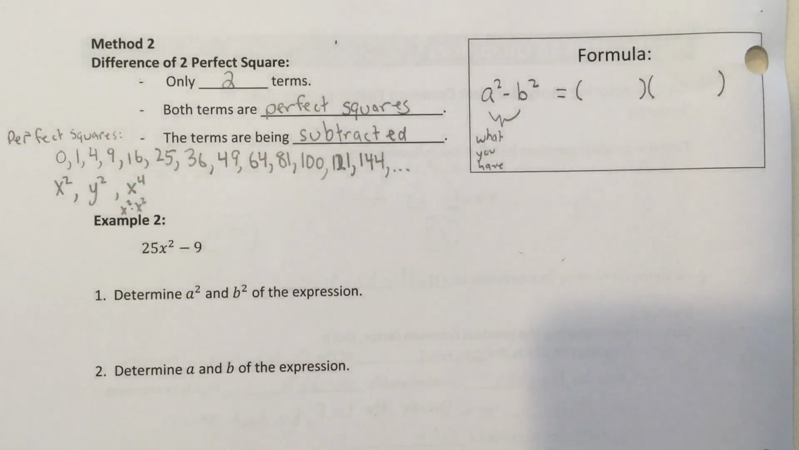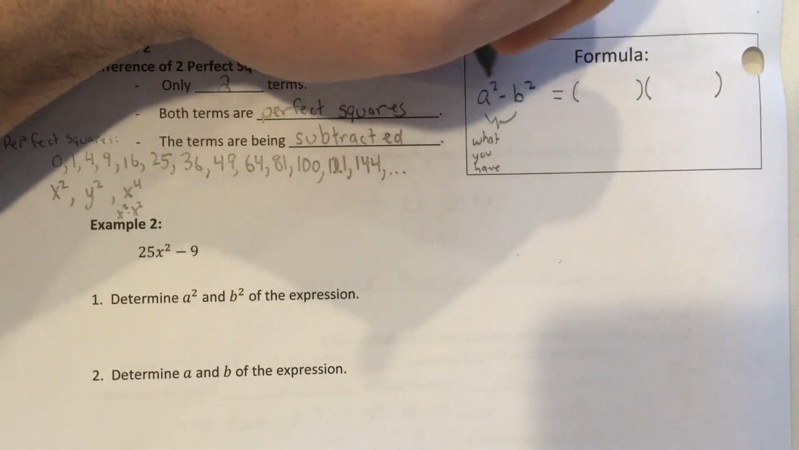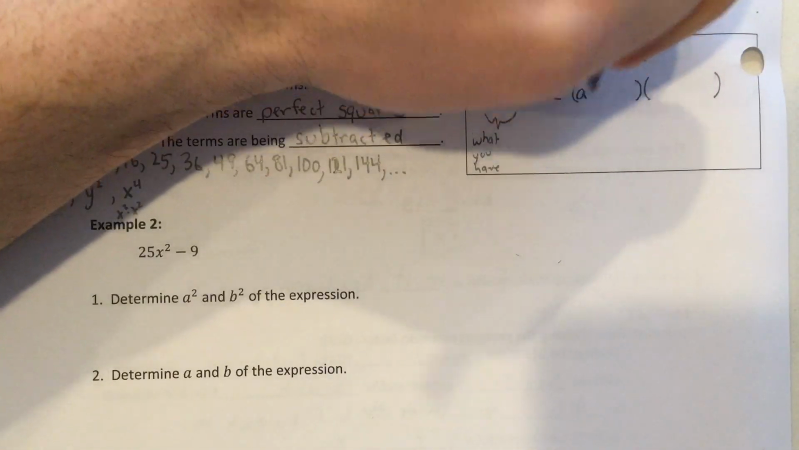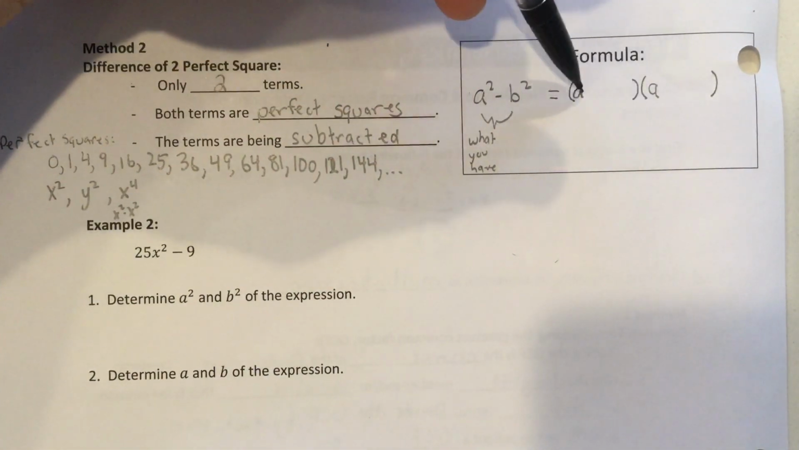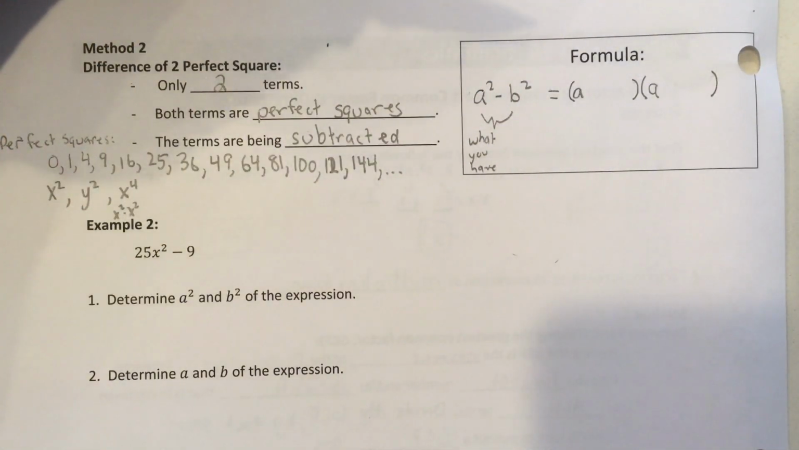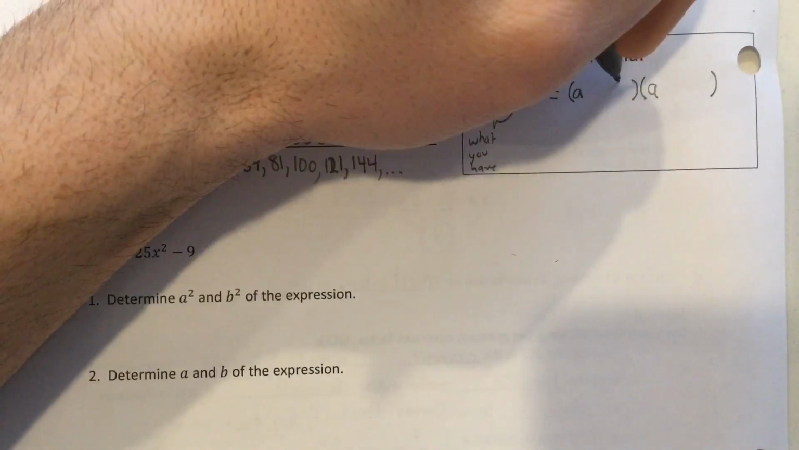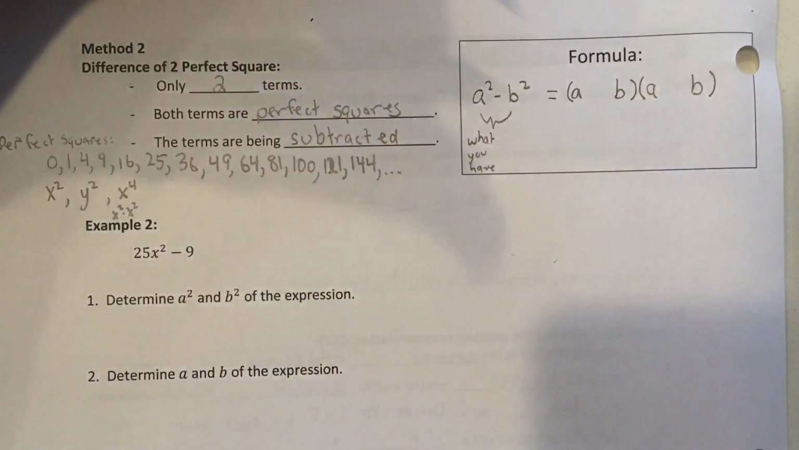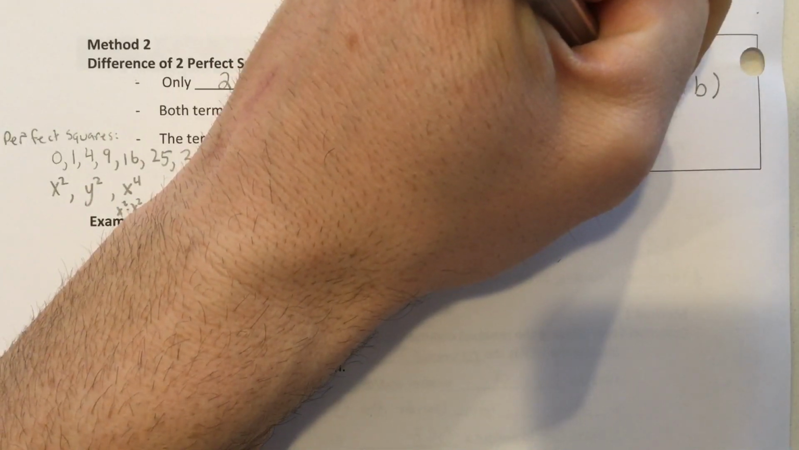So you have two sets of parentheses. This is like the reverse of FOIL now. You take the square root of the first term, and the square root of a squared is a. So that first term, square rooted, goes in the front of each set of parentheses. I take the square root of the second term, so the square root of b squared is b. And that goes as the second term in both sets of parentheses, and you always have opposite signs. So this is the factored form.